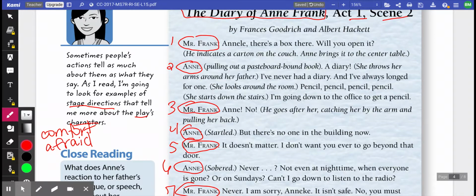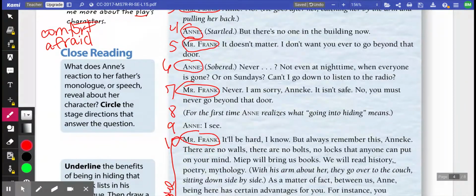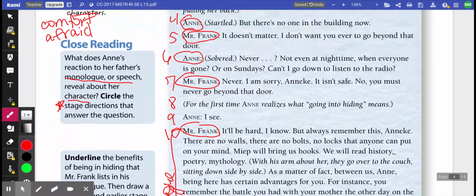I'm assuming now that you've read and that you have come up with some ideas. So let's go look at our close reading. And it says, what does Anne's reaction to her father's monologue or speech reveal about her character? And we're supposed to circle the stage directions. And notice it says stage directions that answer that question. So let's see. Now, the father's speech is till the end, so I'm not really a big fan of how that close reading is sound. But stage directions that give us some stuff about Anne and her relationship with her dad.